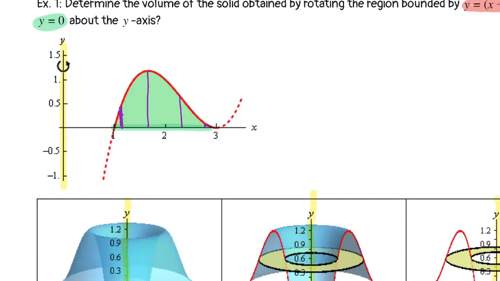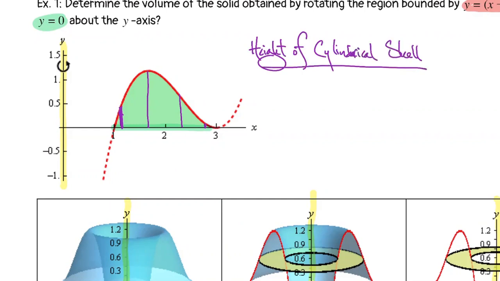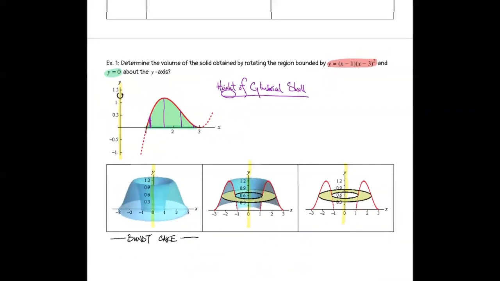But all of these lines represent the height of a cylindrical shell, okay? It does not represent the radius. It represents the height of a cylinder, okay? And so I'm going to zoom in a little bit here so I can draw right on this diagram what the cylinder would look like. So one of the cylinders might look something like this. That would be someone's slice of cake. Remember, it's hollow on the inside.